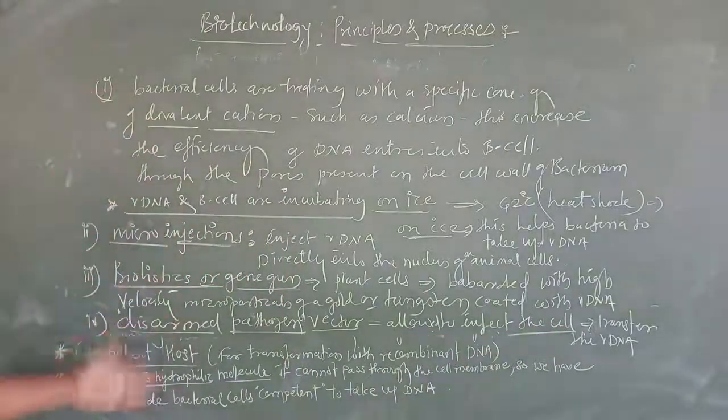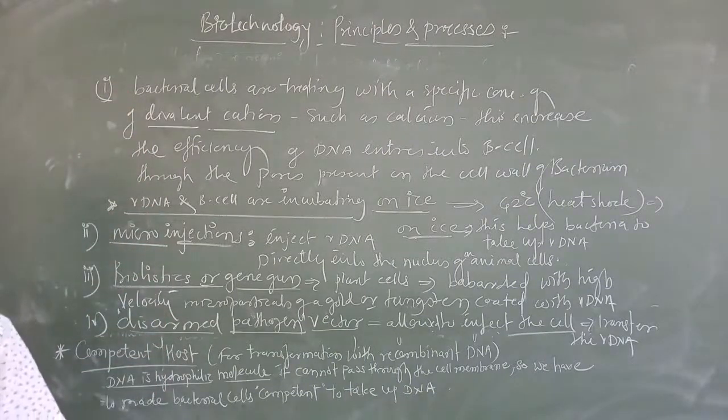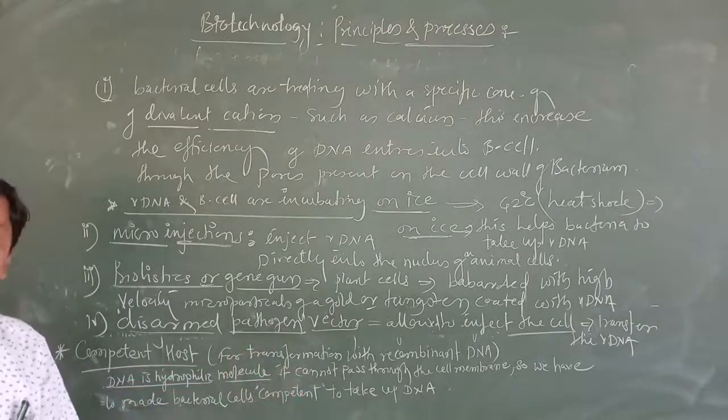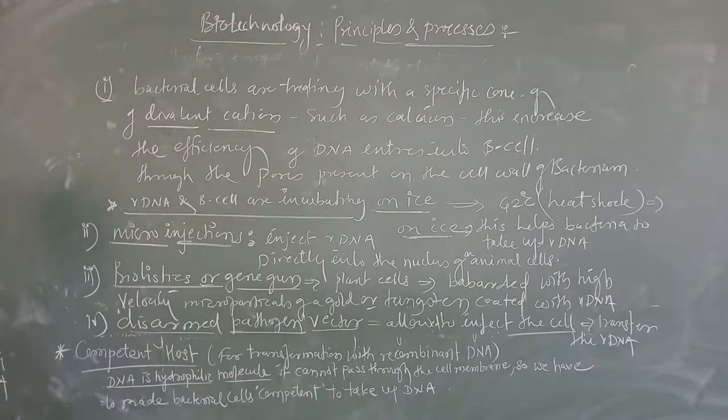So this is very important, and it can be asked as a 3 marks question: write a note on the competent host of a bacterium to take up rDNA, or write a note on the competent host of a bacterium in recombinant DNA technology. At that time you are going to write these things.